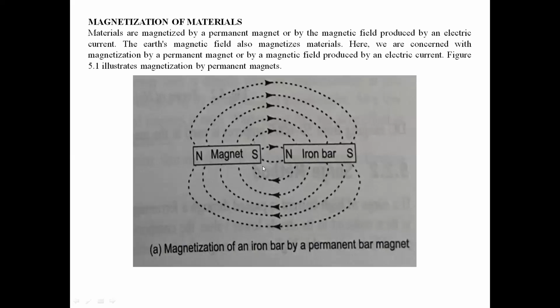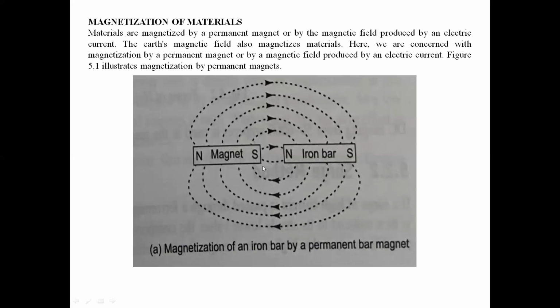One is the permanent magnet, meaning those are available in nature. Naturally they have the property of magnetism. One more thing, electromagnets. Electromagnets means by supplying the current, you can convert the material into magnetic material. That is called electromagnetic materials.